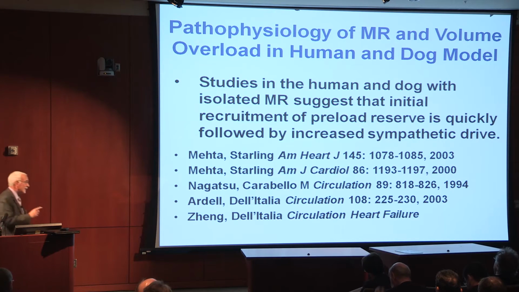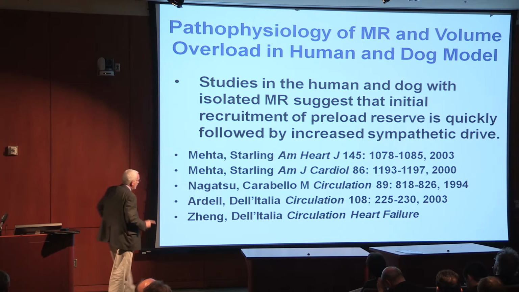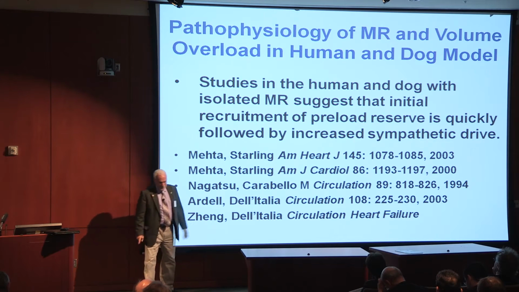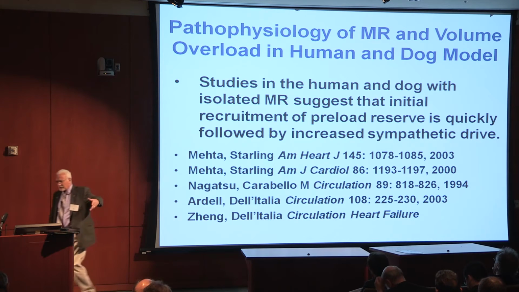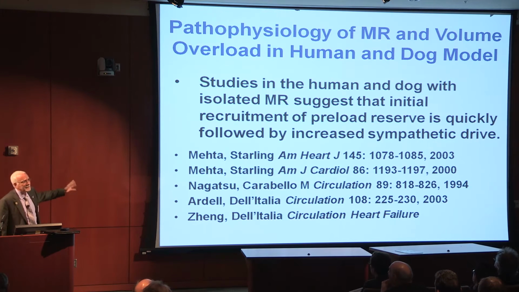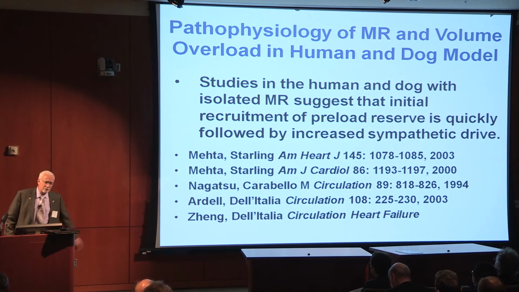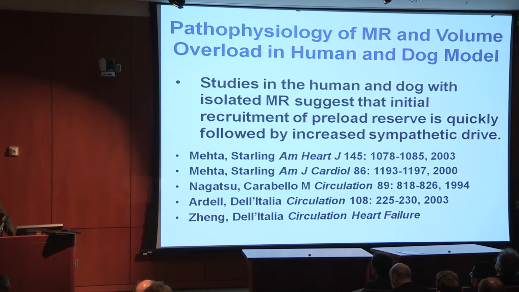I also have to add that we also looked at bradykinin. I hear bradykinin mentioned all the time. With a volume overload in the rat and the dog, interstitial fluid bradykinin and the kallikrein-kinin system is upregulated in the heart.